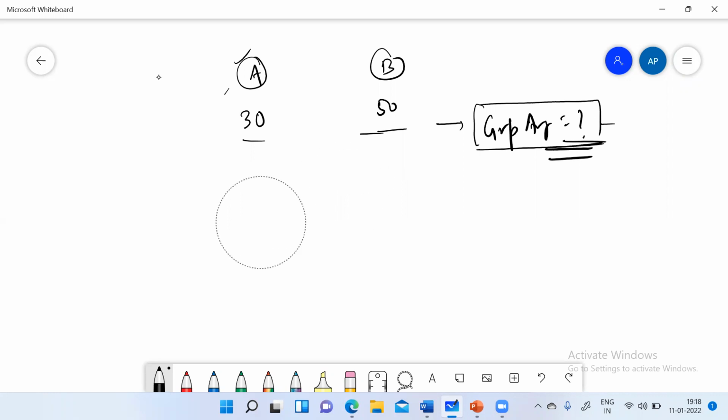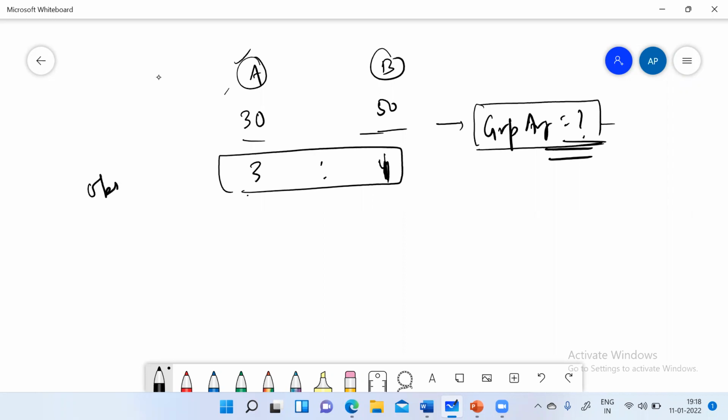Now, if I'll say it is in 3:1 ratio, the observations are in 3:1 ratio. So where will the average tilt? Will the average be closer to 30 or 50? 30. It will be closer to 30, of course, because the number of group members of group A is higher than group B.